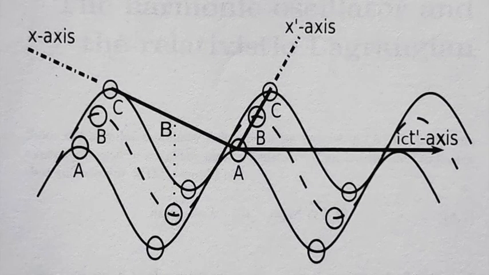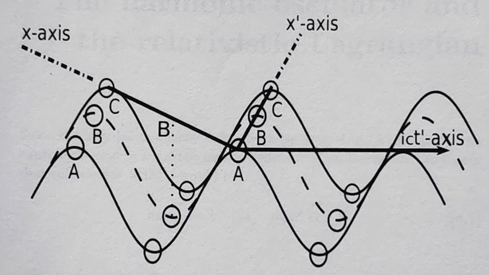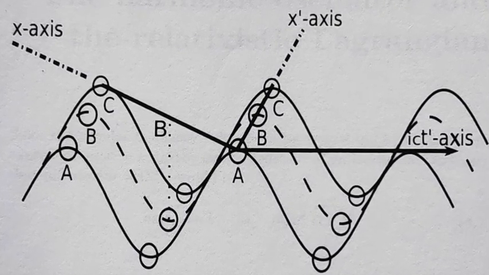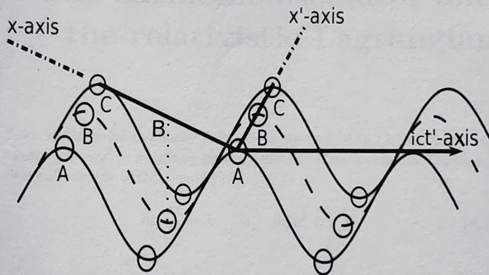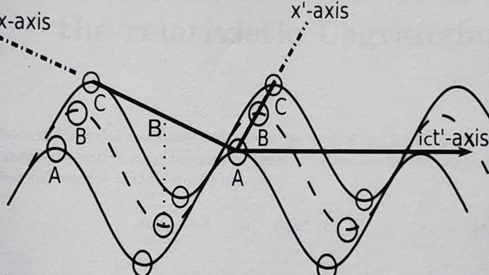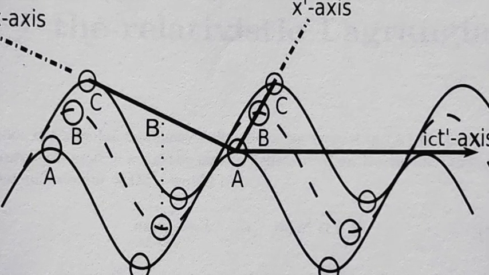Maybe this is better seen in this other representation. See that on the x' axis, all the oscillators move in phase. In contrast, on the x-axis, only the oscillators A and C are in phase, while B is in another state of vibration. Therefore, the distance AC on the x-axis is the wavelength of the phase wave when observed from S.